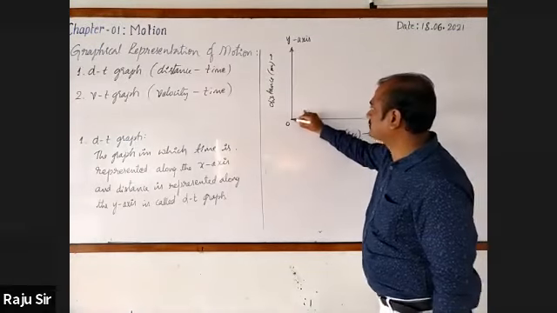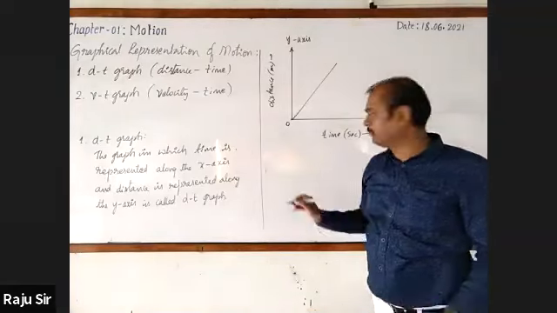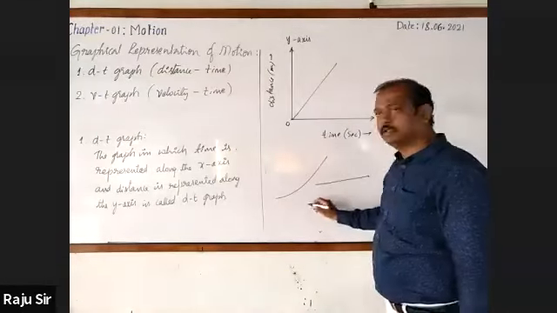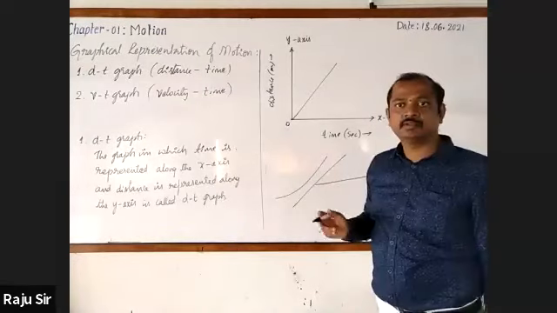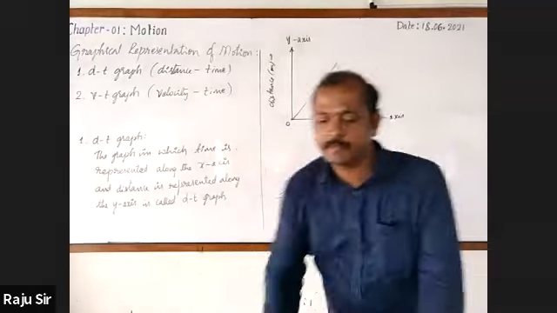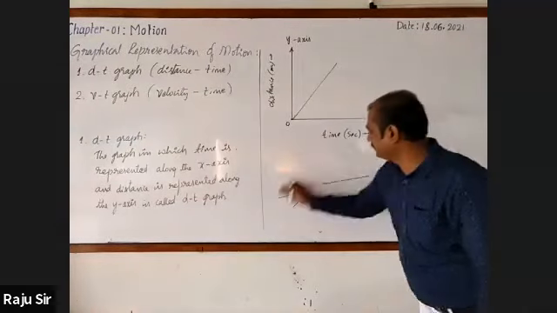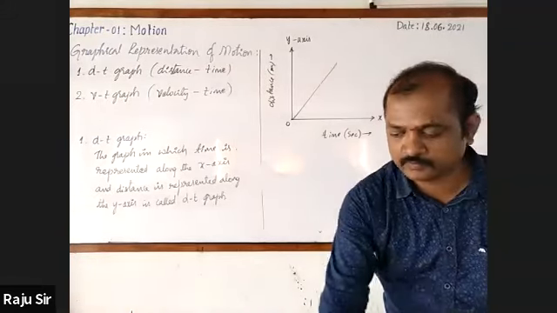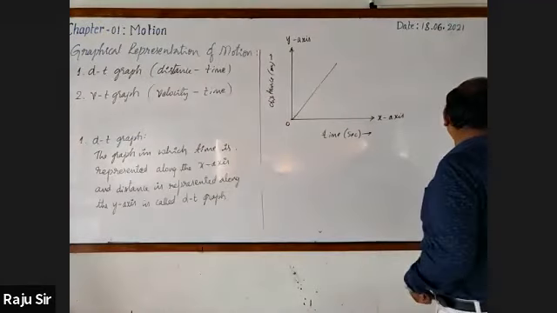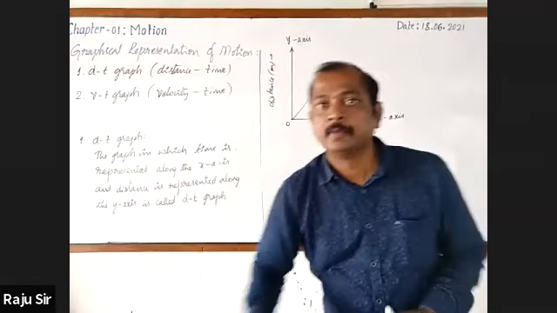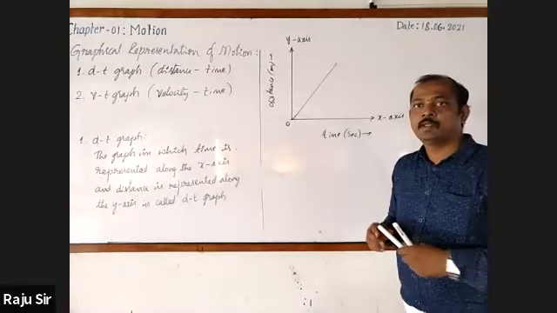Graph, I'm just drawing a line. Even it may be a curved line like this also. Even it may be horizontal. Even it may be slant. However it is, I have just shown one method. Afterwards, I'll give you the definition of the slope.